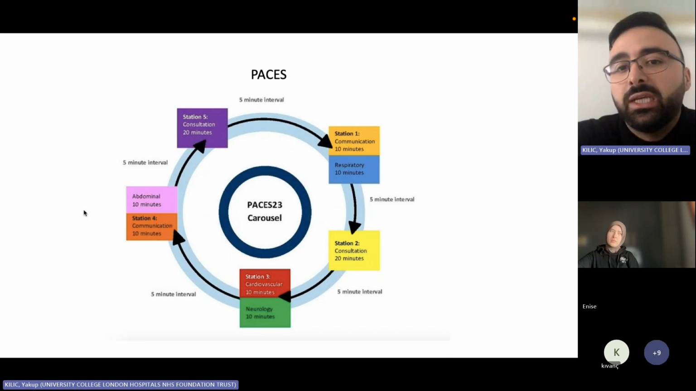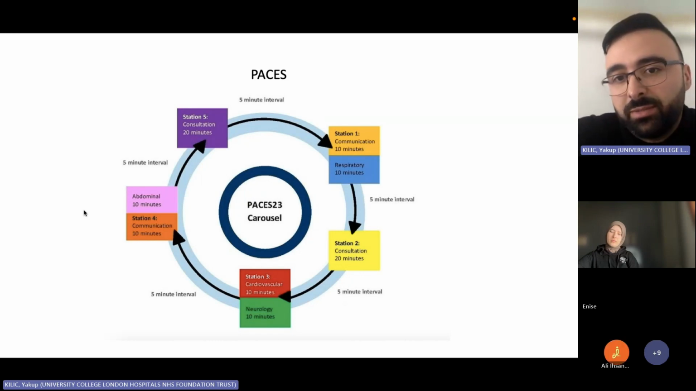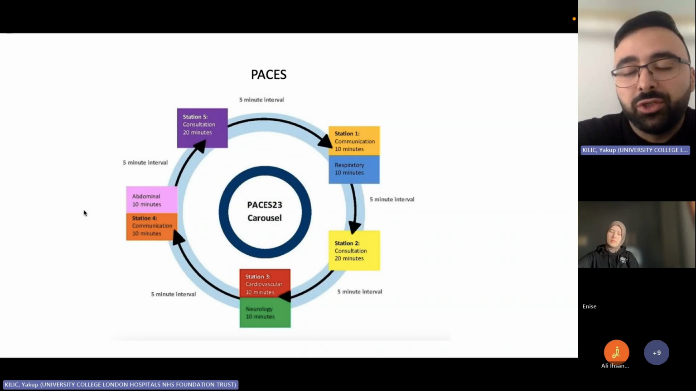Communication could be any sort of scenario where you're in a difficult situation, and you have to explain to the patient what's going on, or they're dying, or breaking bad news and something like that. Respiratory, again, is obviously about the respiratory system, so you can get any type of respiratory condition. One thing I would say, and this applies for the other sections as well, is that depending on where you do the exam, there's sort of a patient cohort where you're most likely to get that condition.